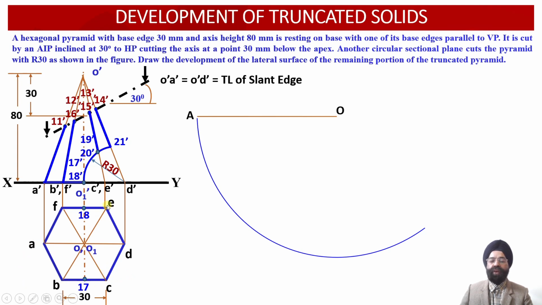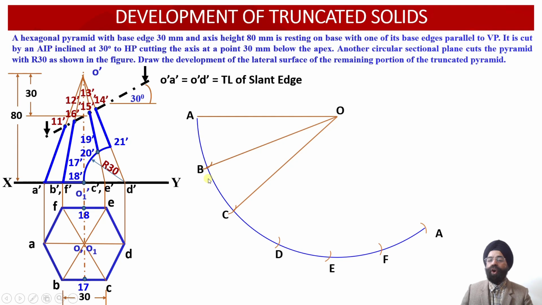Now we know the true length of the edge of the base. The true length of the edge of the base happens to be 30 millimeter. So from point A, we mark 6 arcs at a radius of 30 millimeter each, so that we locate the points B, C, D, E, F and A along this arc which we had marked corresponding to the true length of the slant edge.